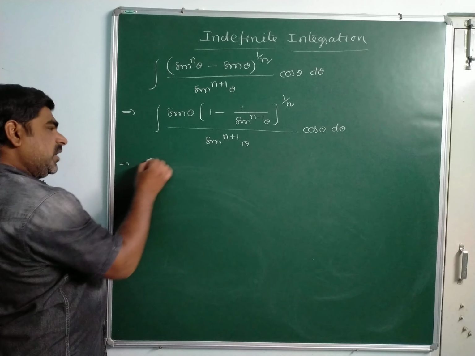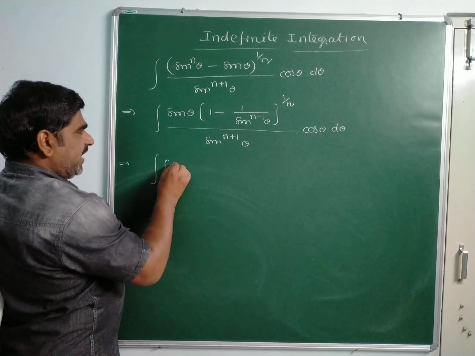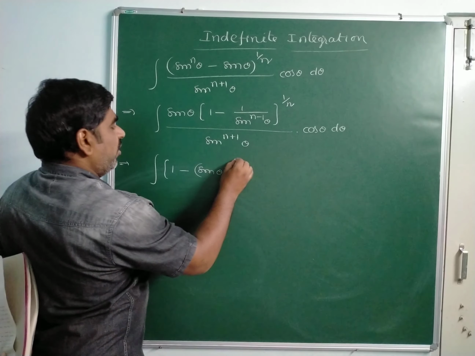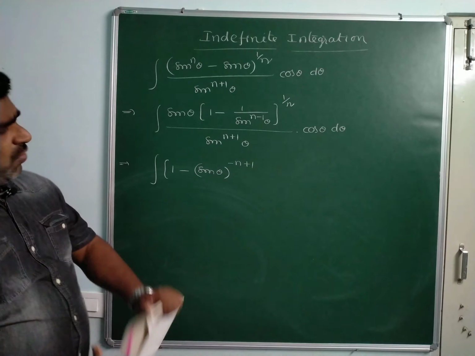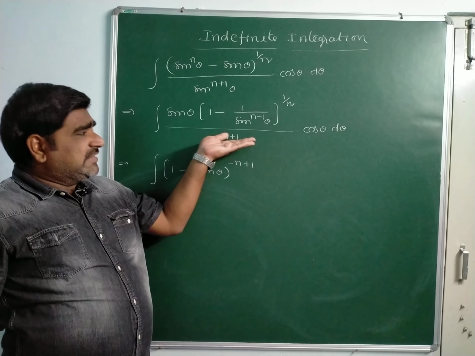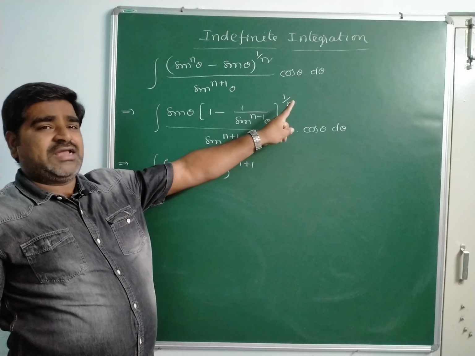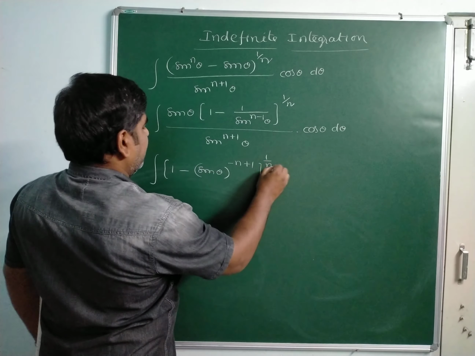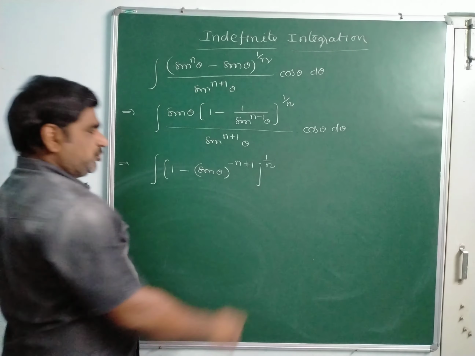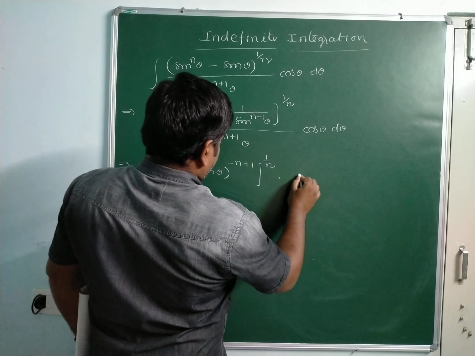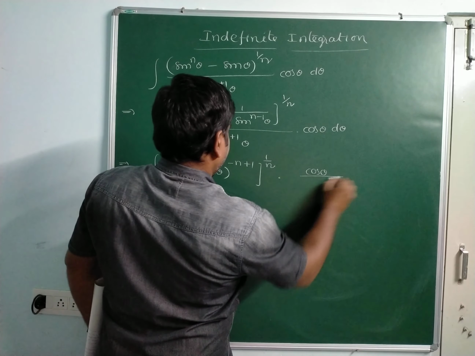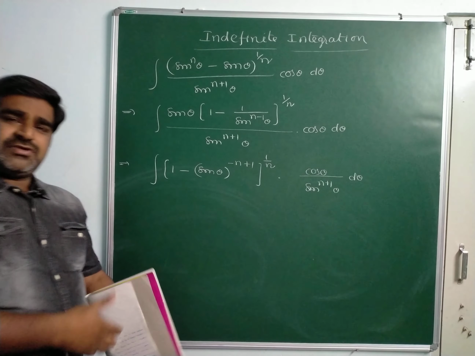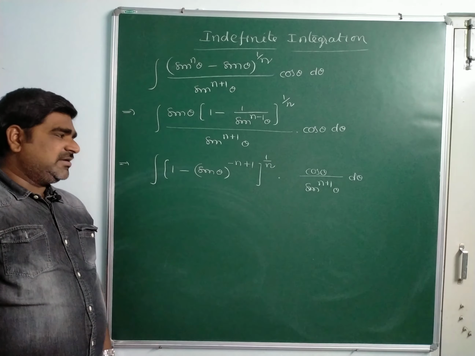Now the remaining term, write carefully. So 1 minus, this can be written as sine theta whole to the power of minus n plus 1, right? 1 by sine power n minus 1 is nothing but sine power minus of n minus 1. So the minus n plus 1, whole to the power of 1 by n, into cos theta by sine power n plus 1 theta d theta, right?